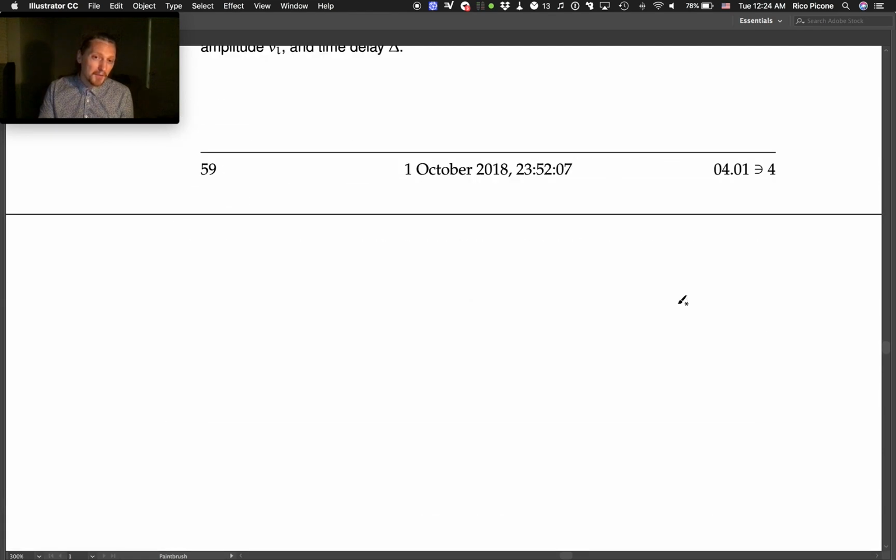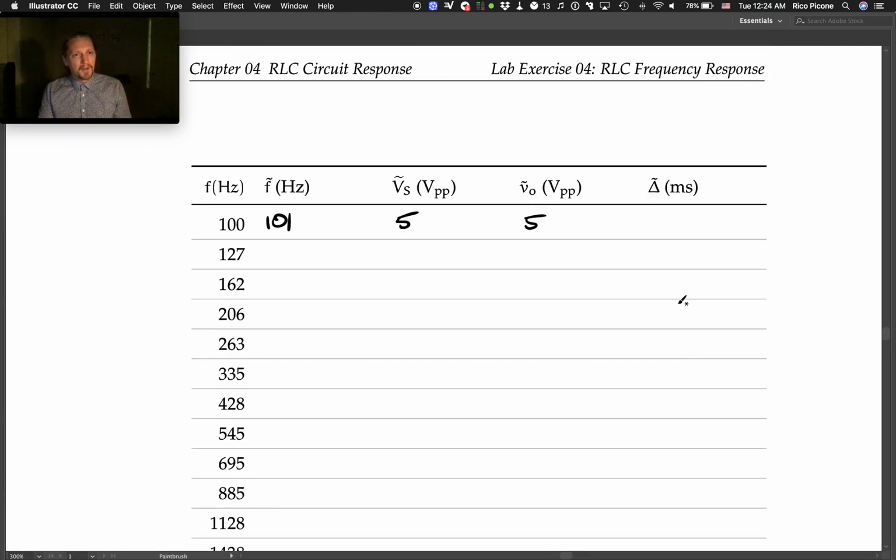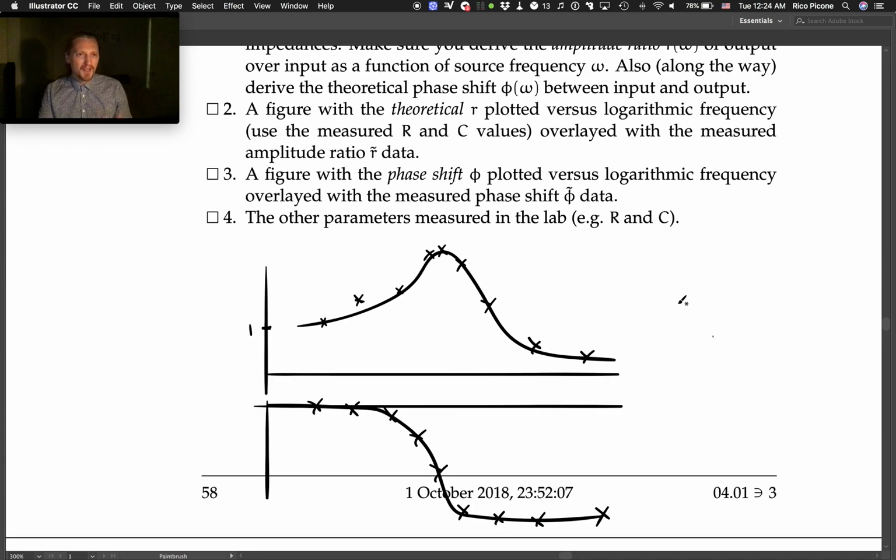This lab, I would say be very careful as you're taking your data, because it takes a while to get the data. But the setup isn't too bad. The theory is going to take a little bit of work. Use impedance methods, though. You saw it in your homework.